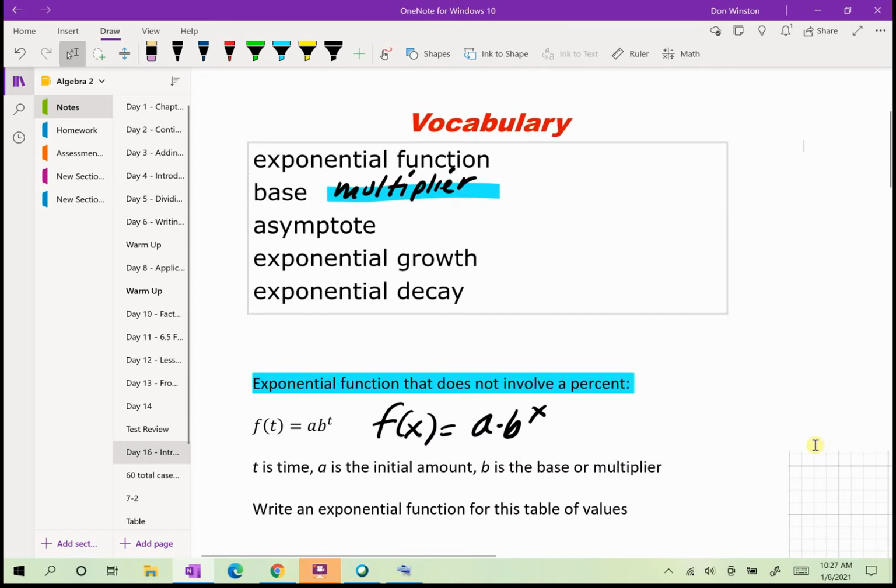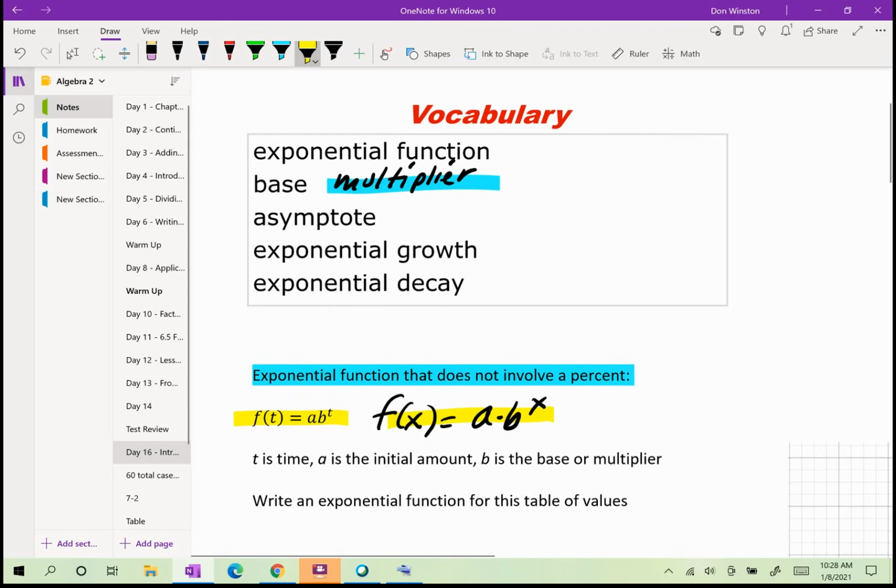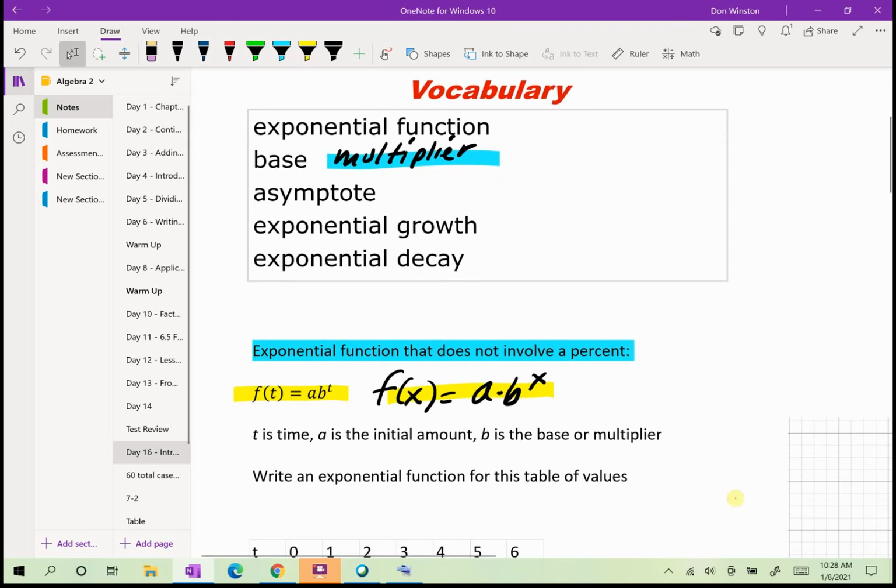The general form for an exponential function is this here. f(t) is equal to a times b raised to the t, or f(x) is equal to a times b raised to the x. t stands for time. a will be the initial amount, that's when time is 0, and b is the base or the multiplier.